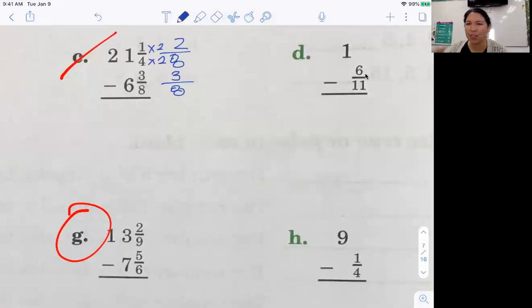Uh-oh, can I take 3 from 2? Try to take 3 fingers away from me. No, we only have 2. So who can the 2 get help from? That's right, the 21. Cross out your 21 and make it a 20. And what are we going to add to our 2/8? Remember, the bottom numbers have to match. That's right, 8/8.